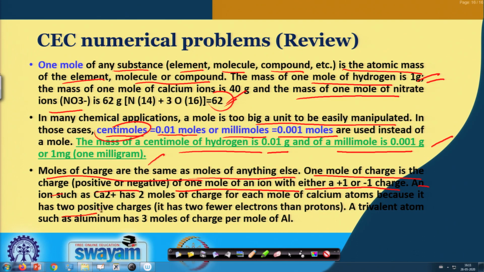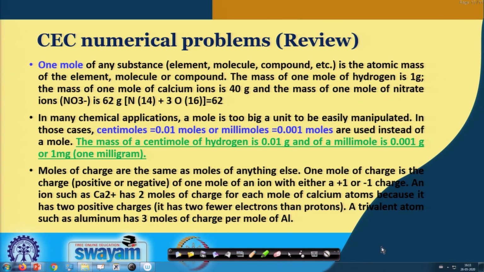It has 2 positive charges, so 2 fewer electrons than protons. Similarly, a trivalent atom such as aluminum has 3 moles of charge per mole of aluminum atoms. Okay, so this is how we can calculate the mole charge.